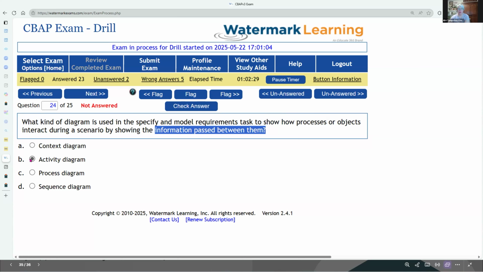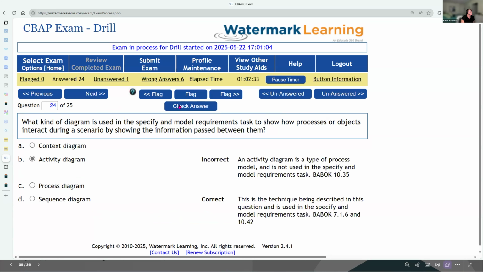So are you voting for B, Robin? Sure. Okay, let's test it. Sequence. An activity diagram is a type of process model and not used in the specified model requirements task.